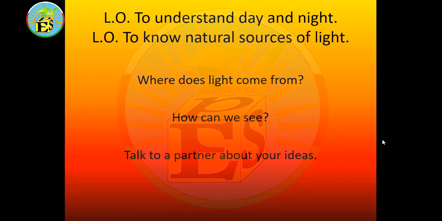My first question for you is, where does light come from? There are many sources from where you can get the light. What you have to do is write three sources of light, three things from which you can get the light.